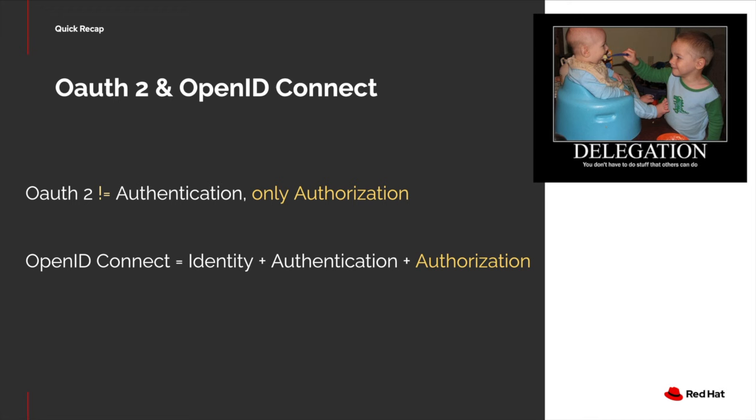A quick recap about OAuth2 and OpenID Connect. These are security specification protocols that most of you are familiar with. OpenID Connect gives you all three, whereas if you say OAuth2, you are only getting authorization, but in the case of OpenID Connect, you get all three features. You can also say OAuth2 is a subset of OpenID Connect. All these security protocols work on delegation, which you can see in this cute picture. So you are delegating your security responsibility to Keycloak.